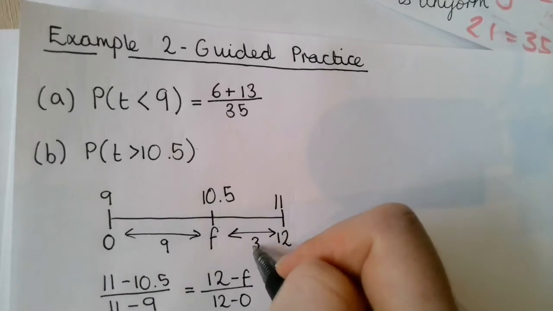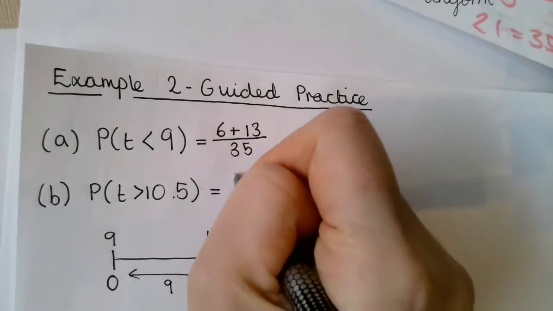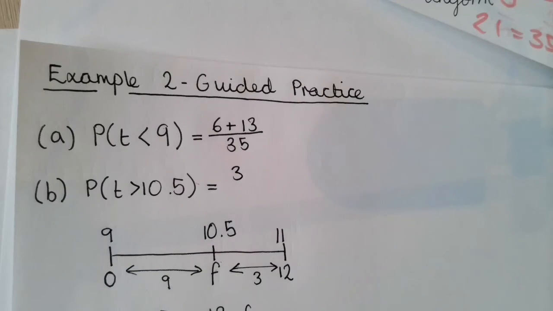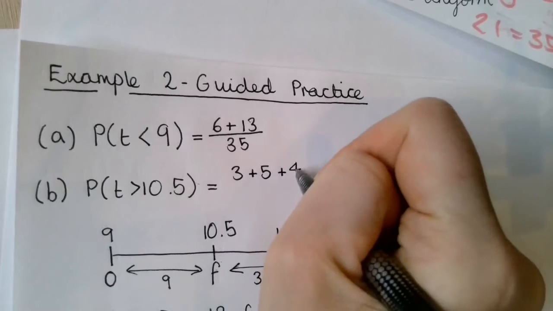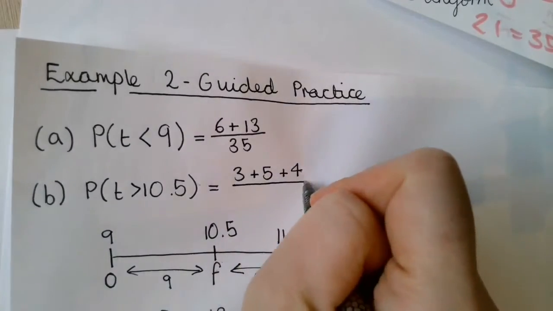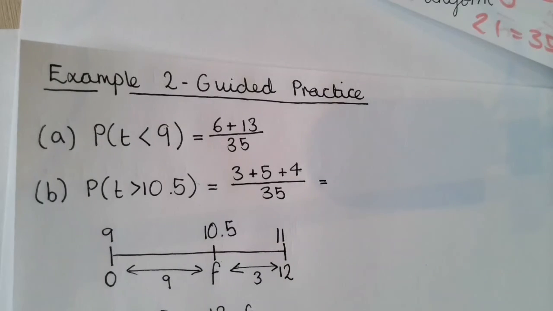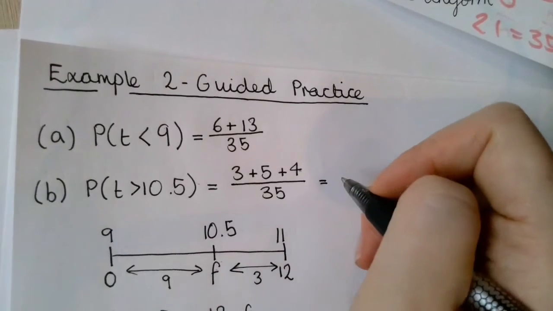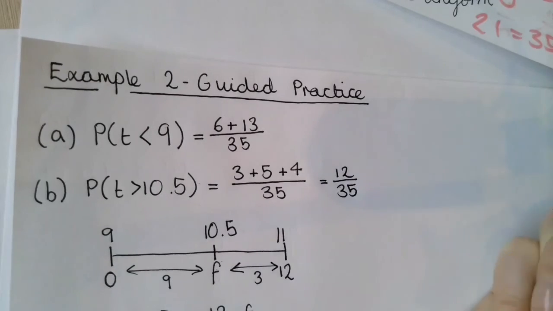So if we want the probability of t being greater than 10.5, the frequency from 10.5 to 11 will be 3. So I've just done 12 subtract 9. So I know I'm going to have 3. I'm then going to add the frequencies of the groups greater than 10.5. So we're looking at the last two columns as well. So I'm going to add 5, add 4, and then that's all over 35 again. So my answer is 3 add 5 is 8, add 4, that is 12 over 35.